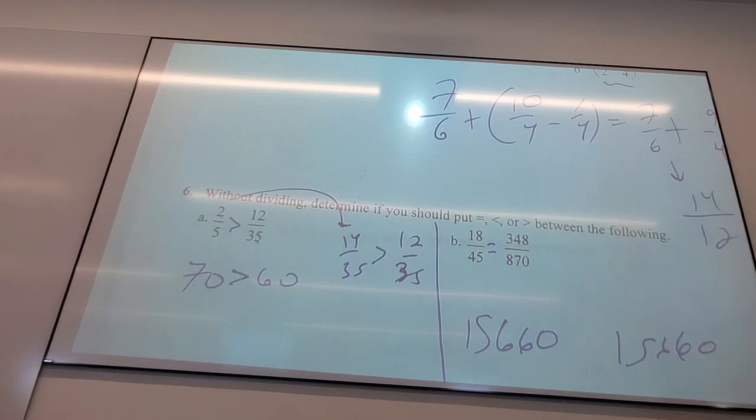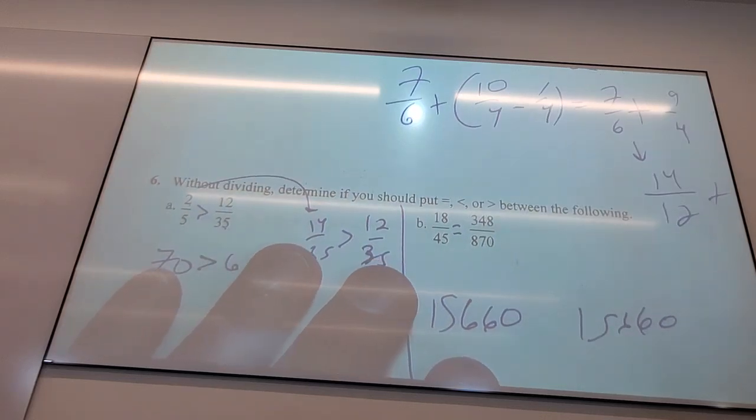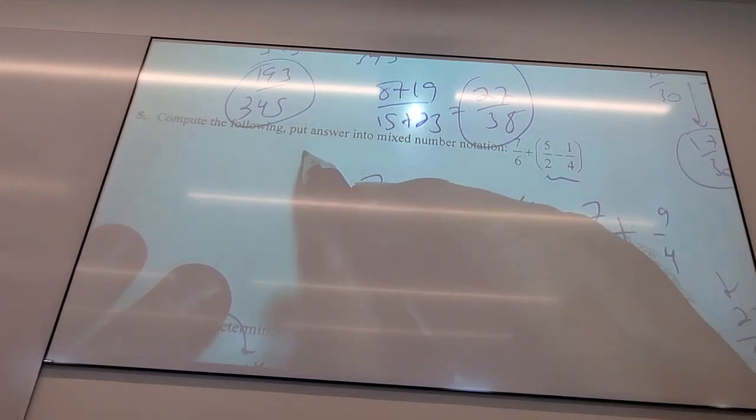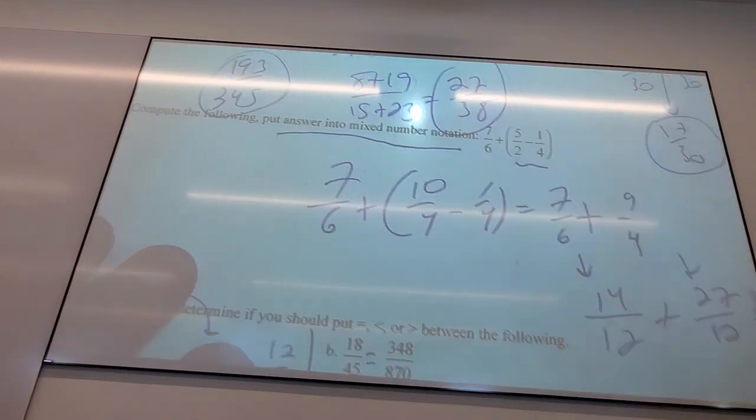So if you reduce until you go insane, both fractions become the same number. Yeah. Were you supposed to change the improper fraction to a mixed number? For which part? The last one. Oh, I'm sorry, I forgot, yeah. Look at me, I'm a horrible student. Put answer into mixed number notation.